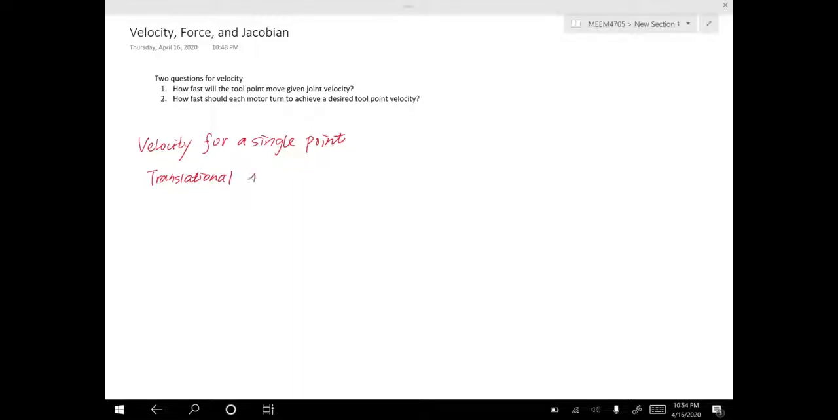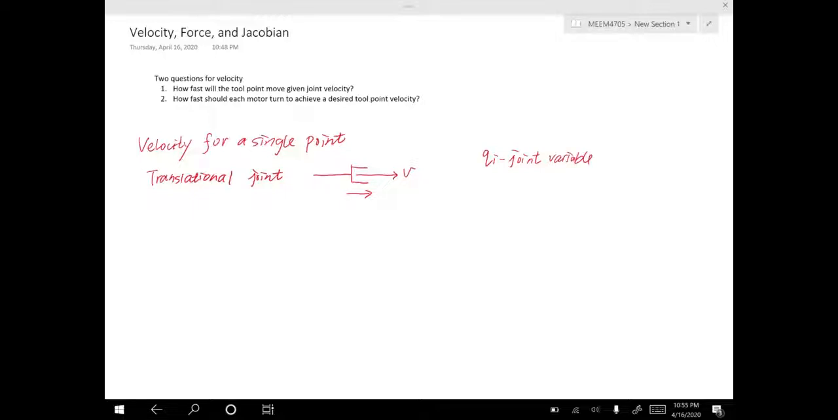For a translational joint, let me draw it this way. Here we have a prismatic joint, and you may see this type of drawing in 3400 or other courses. I have this joint and this velocity, and this translational joint is moving toward this direction. I would like to call qi the joint variable, which we already used in the inverse and forward kinematics analysis. Qi means the joint variable.